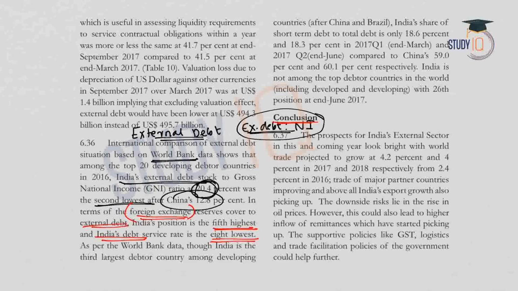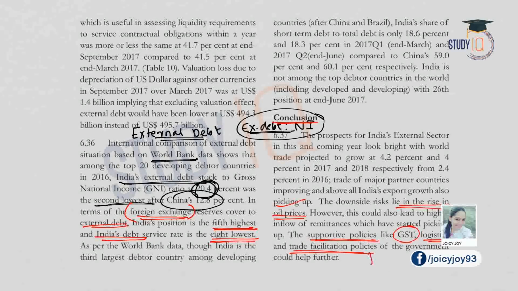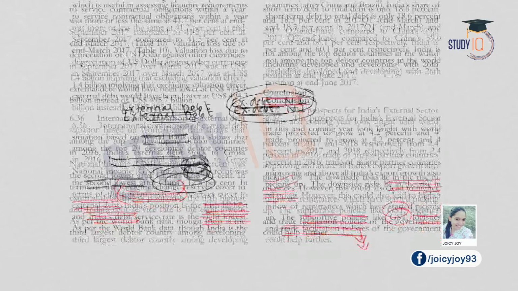As a conclusion, the economic survey projects that there is enormous scope for India, and one major threat would be the rise in the oil prices. So the economic survey had already predicted there would be a rise in the oil prices, and now we are experiencing that. We are witnessing a spike in the oil prices which has impacted the economy, and the supportive policies like the GST, logistics and trade facilitation policies of the government could help.